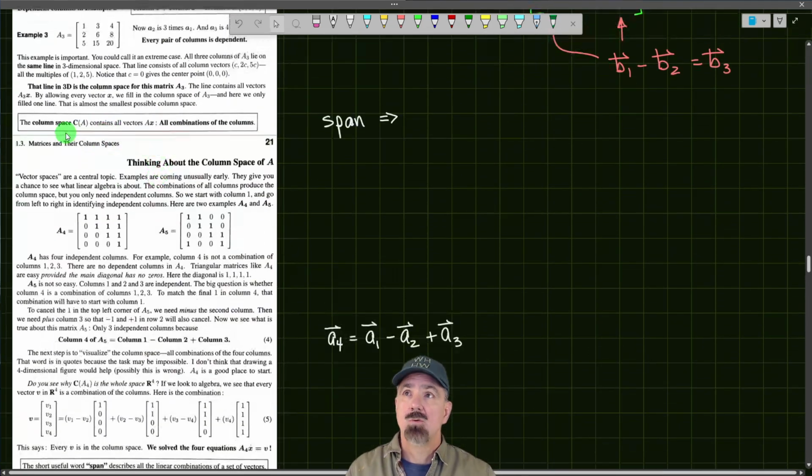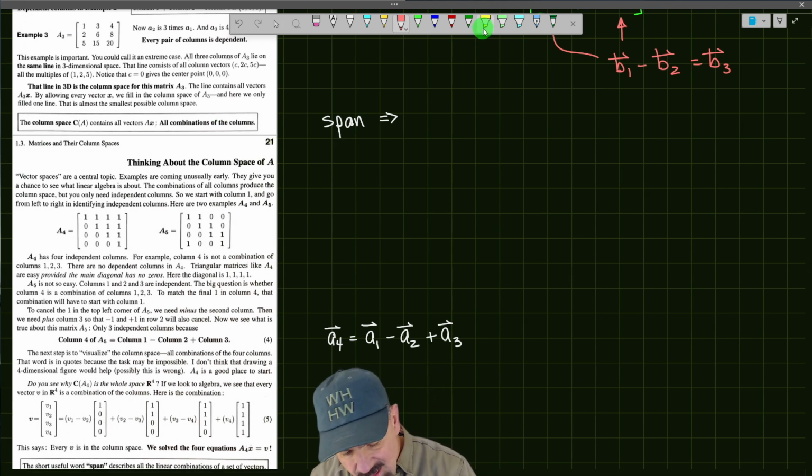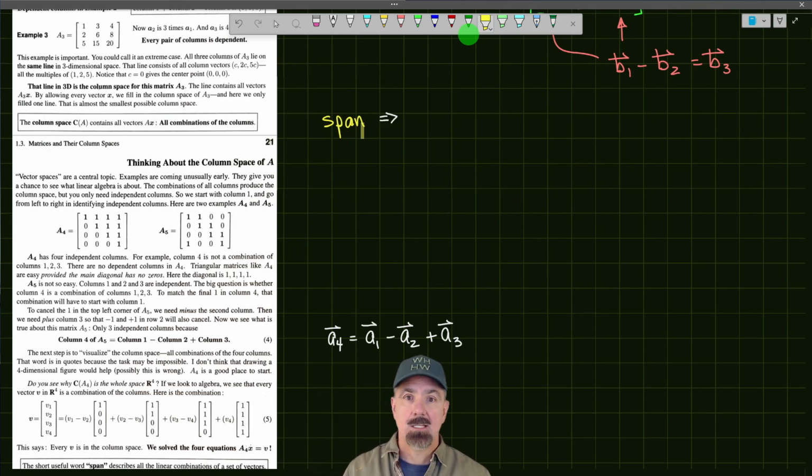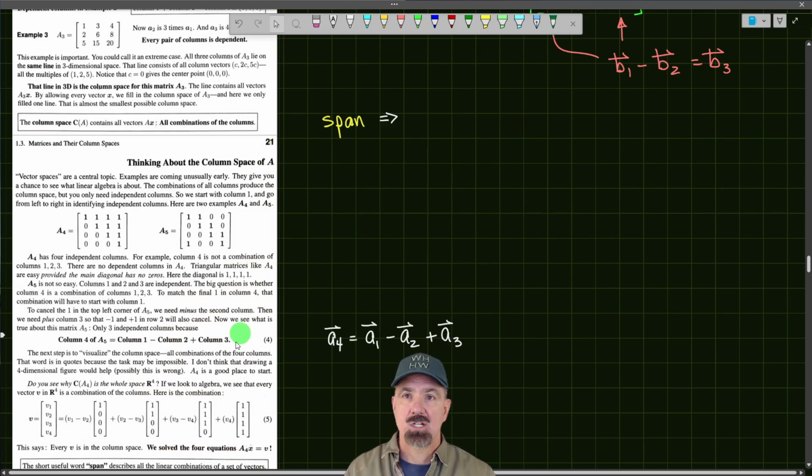We're going to leave you with this idea of the column space of A is all combinations of the columns. We have a specific word for that, and that word is span, right? So the span is all possible linear combinations. It's a definition that he provides down here at the bottom of page 21.